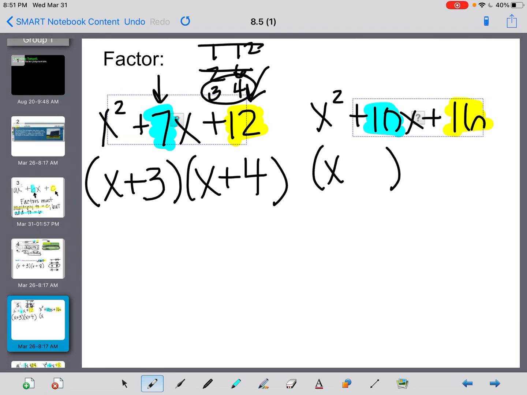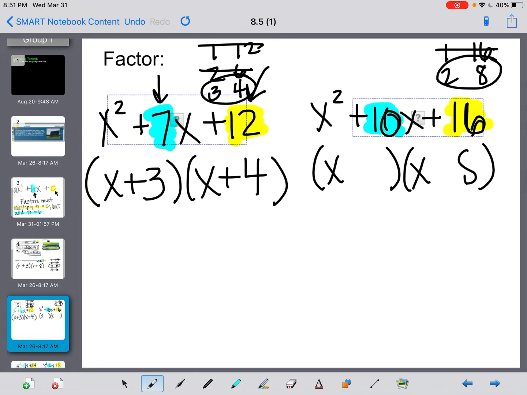Second one, I need an x in each. This needs to multiply to be 16, but add to be 10. So my factors of 16 are 1 and 16, 2 and 8, and I already found the one that adds to be 10. So I have a positive 2 and a positive 8.